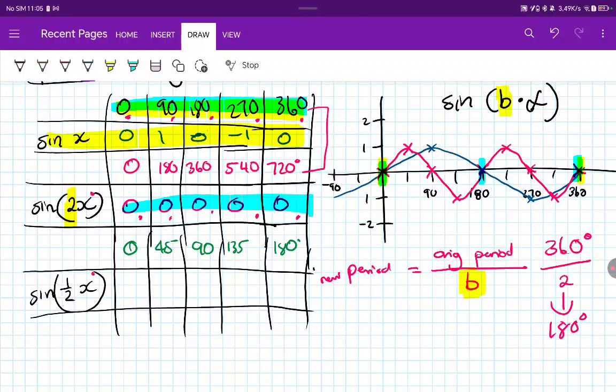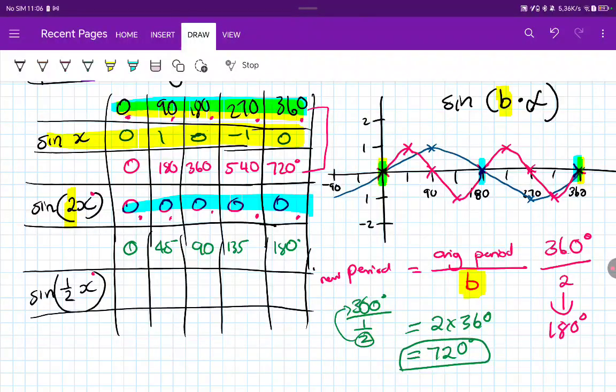So interesting. Okay, let's do the calculator. We're going to say 360 for sine divided by a half. Remember what I said in class? This is going to be 2 times 360, meaning that you take the denominator and make it a numerator. So you get 720 as one full cycle. This is a stretch, where the pink one was a compression.